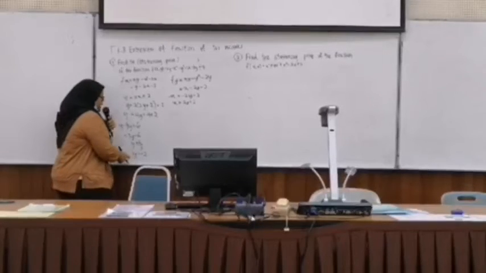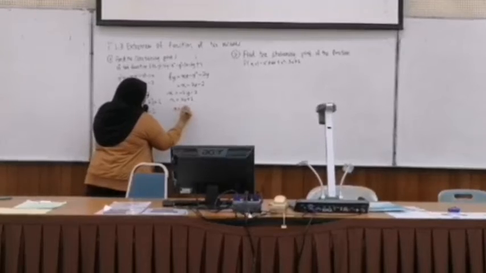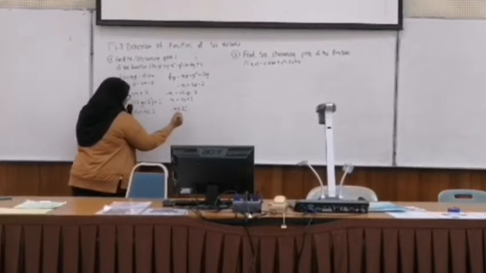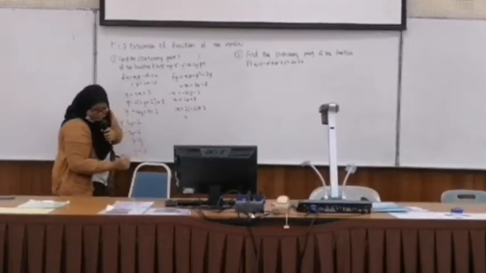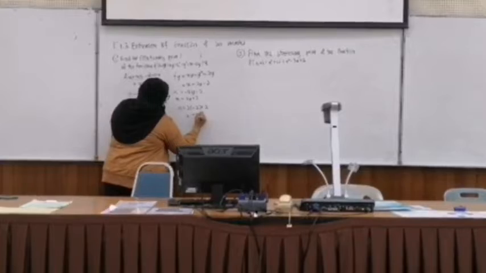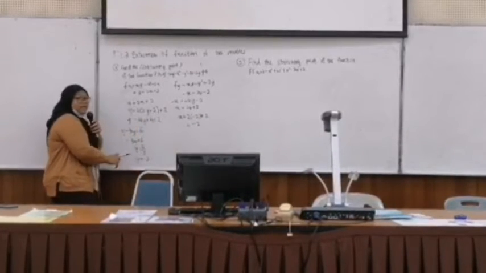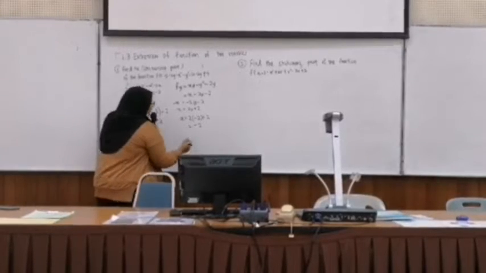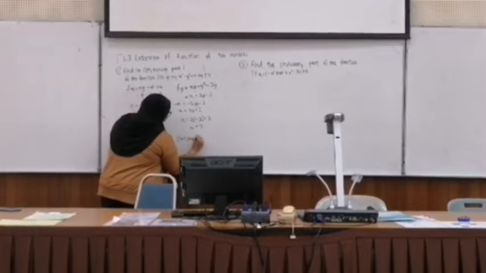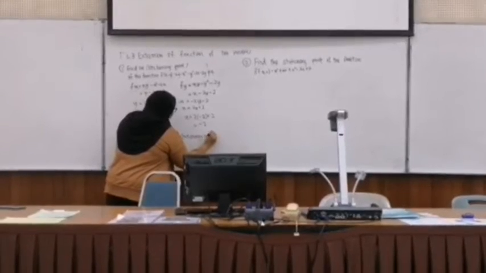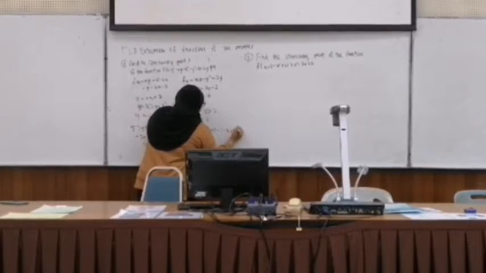And we will substitute y = -2 into this equation. So x equal to 2(-2) plus 2. So we will get the answer is -2. So we know that x is -2 and y is -2. From this we know that the stationary point is (-2, -2).